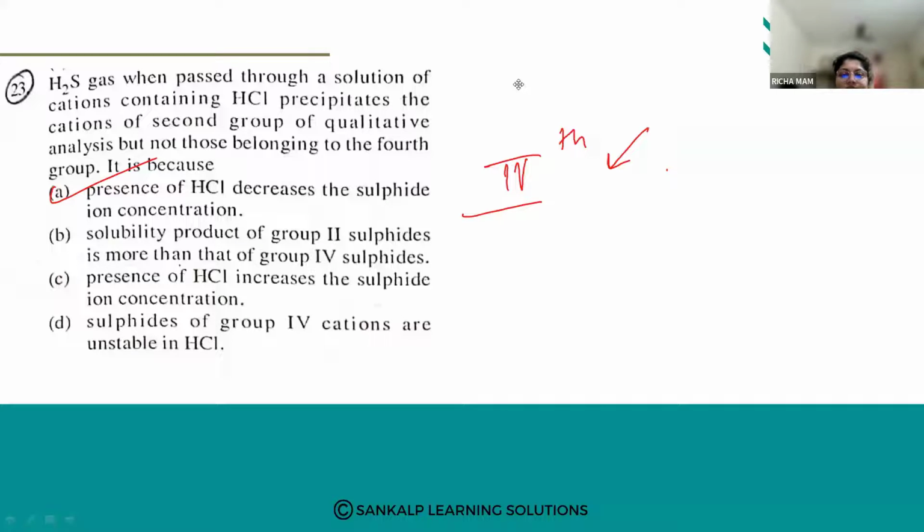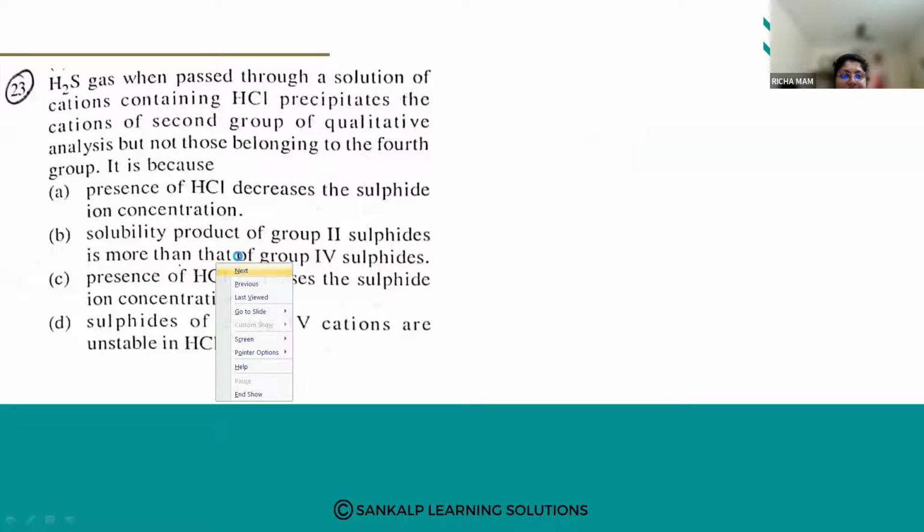Very good, Hema has answered. We experience this when we do qualitative analysis, when we find the cation and anion.